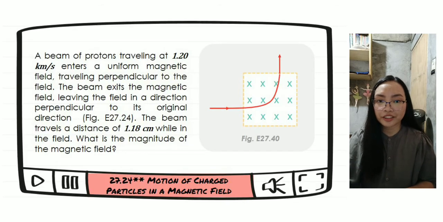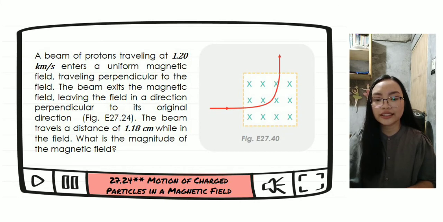The next problem is from item 27.24, and this one has an average difficulty. This particular problem discusses motion of charged particles in a magnetic field. The problem is, a beam of protons traveling at 1.20 kilometers per second enters a uniform magnetic field traveling perpendicular to the field. The beam exits the magnetic field, leaving the field in a direction perpendicular to its original direction, as seen in figure E27.24.